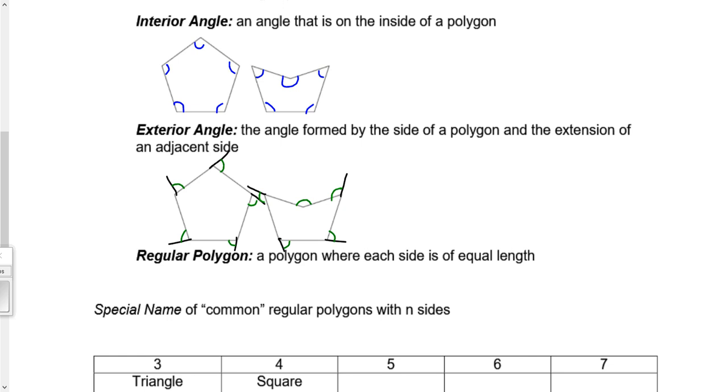Last kind of definition before we get into some examples. Sorry, recording. A regular polygon is a polygon where each side is of equal length. Now, if each side is of equal length, it also means each angle is also of equal length.